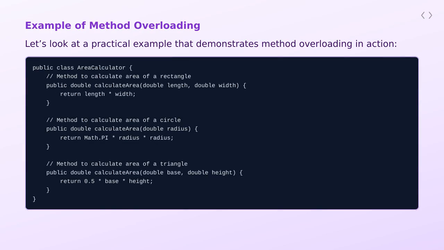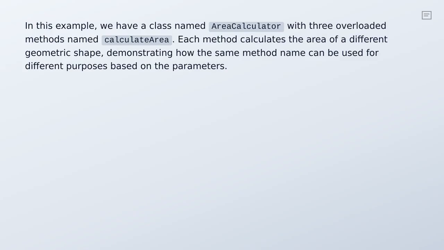Let's move on to example of method overloading. Let's look at a practical example that demonstrates method overloading in action. Review the class shown on screen and how its members are organized. In this example, we have a class named AreaCalculator with three overloaded methods named CalculateArea. Each method calculates the area of a different geometric shape, demonstrating how the same method name can be used for different purposes based on the parameters.